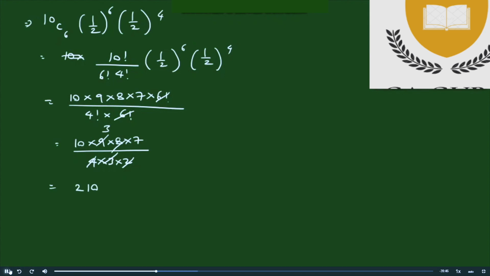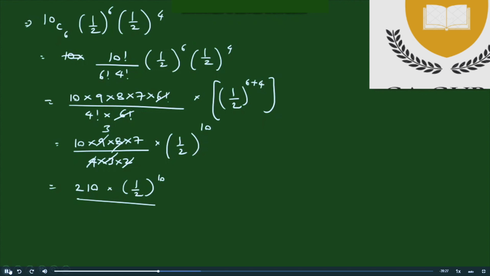Here half and half both have the same base, and the power is different, so we have to add the powers, as we learnt in the chapter on indices. So this is 1 by 2 to the power 10. So 210 into 1 by 2 to the power 10 is my answer.